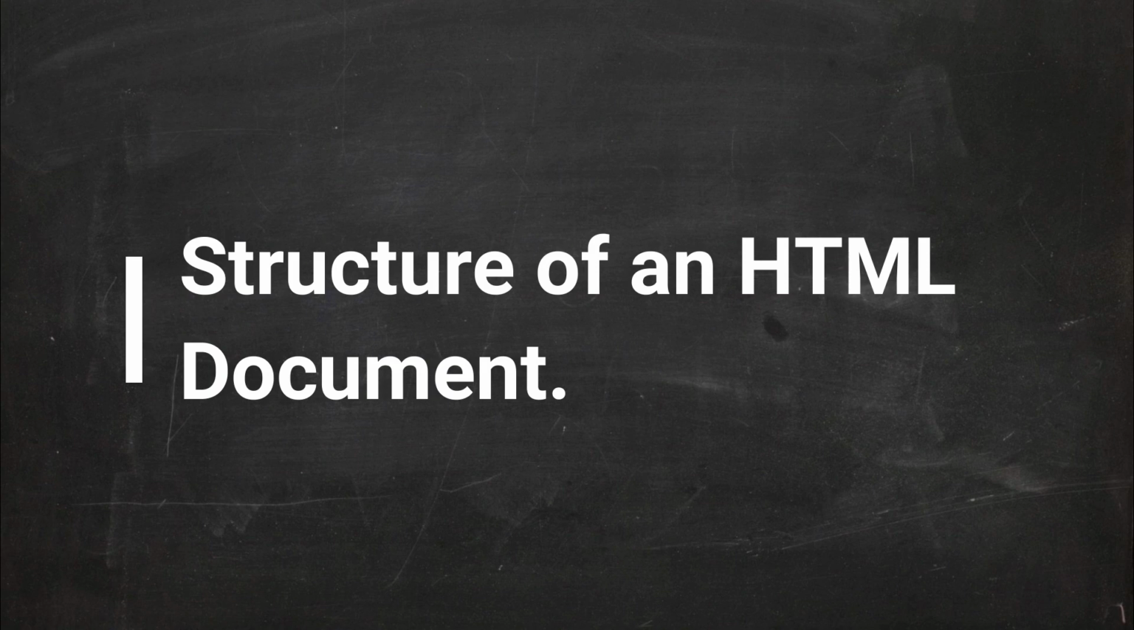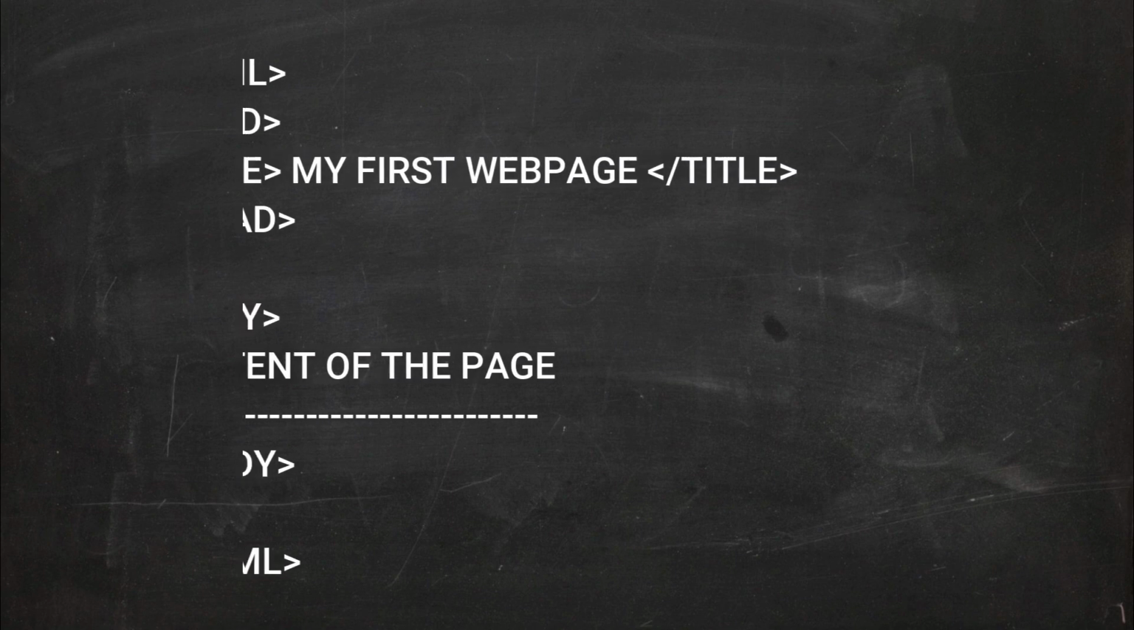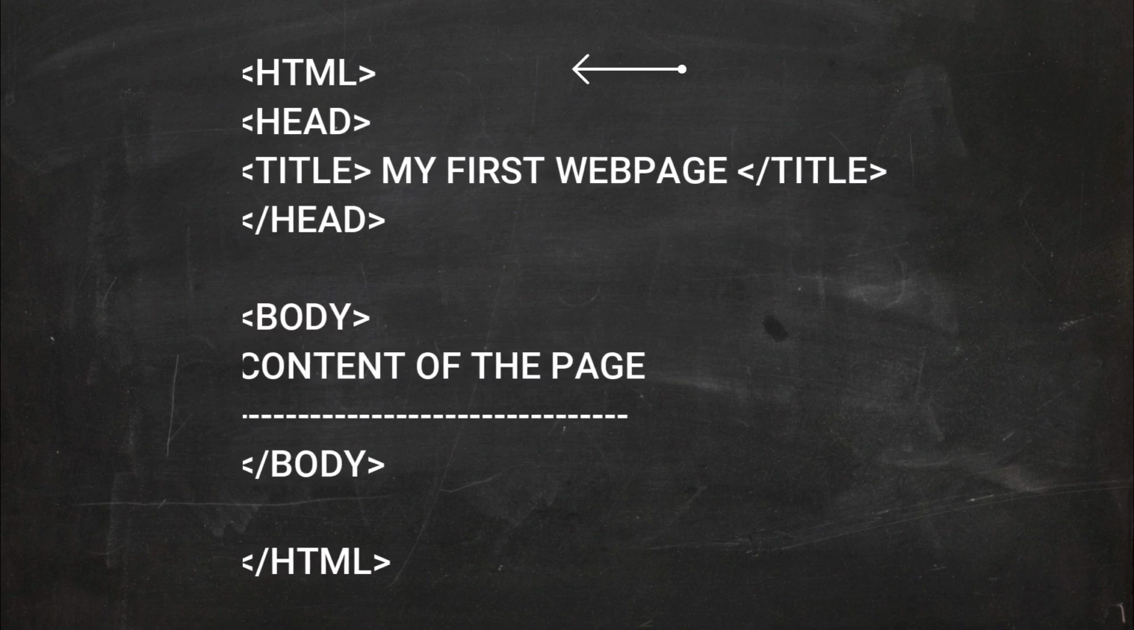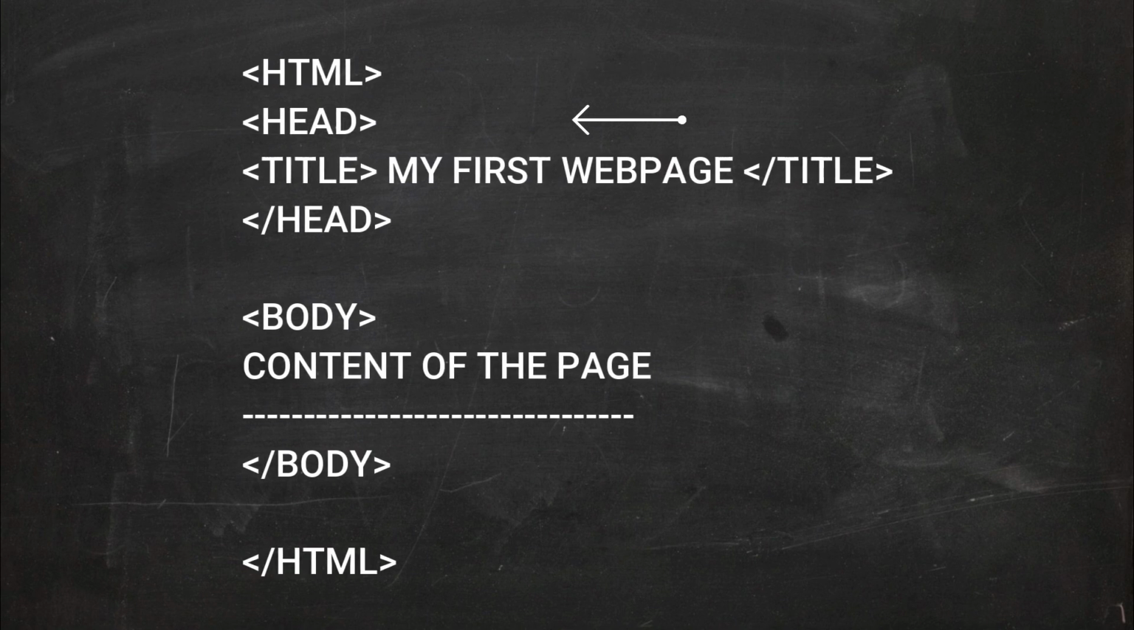So let's check the structure of an HTML document. Here you can see a sample HTML code. With the help of angular brackets, we can write the tags. Here the HTML tag indicates that this web page is written in HTML. The head tag contains the information about the page. Inside the head tag you can see there is a title tag which contains the title of the web page.